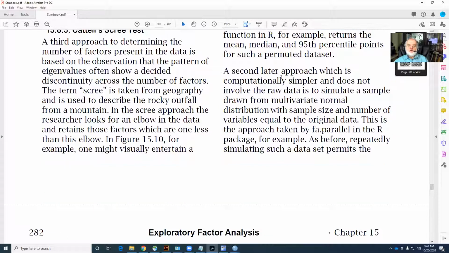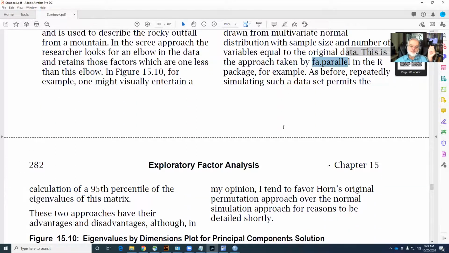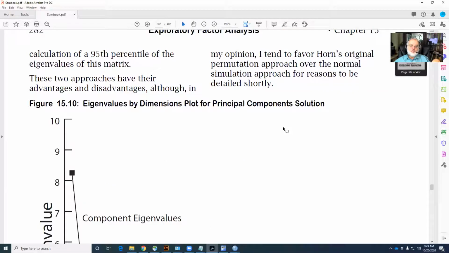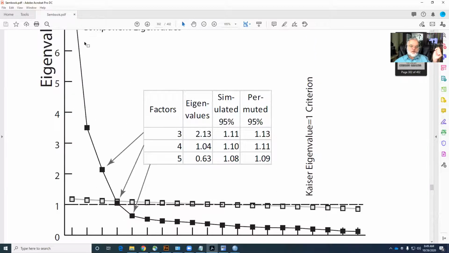And a second approach that's kind of similar is to calculate a correlation matrix based on your data and then randomly generate a multivariate normal distribution and factor that. And if you're playing with R, FA parallel is what you'd look at. The bottom line here is that these simulations based on random data will give you one idea about an eigenvalue by dimensions plot, and your data give you a different one.